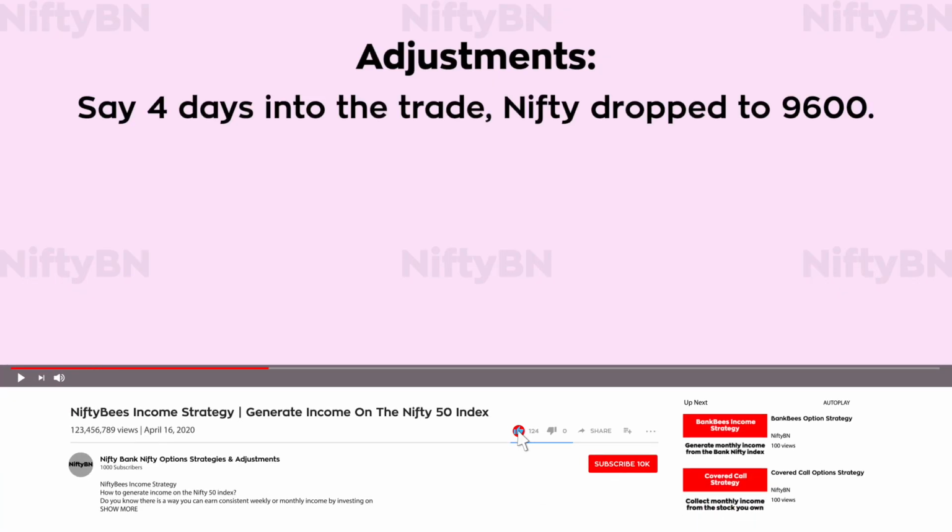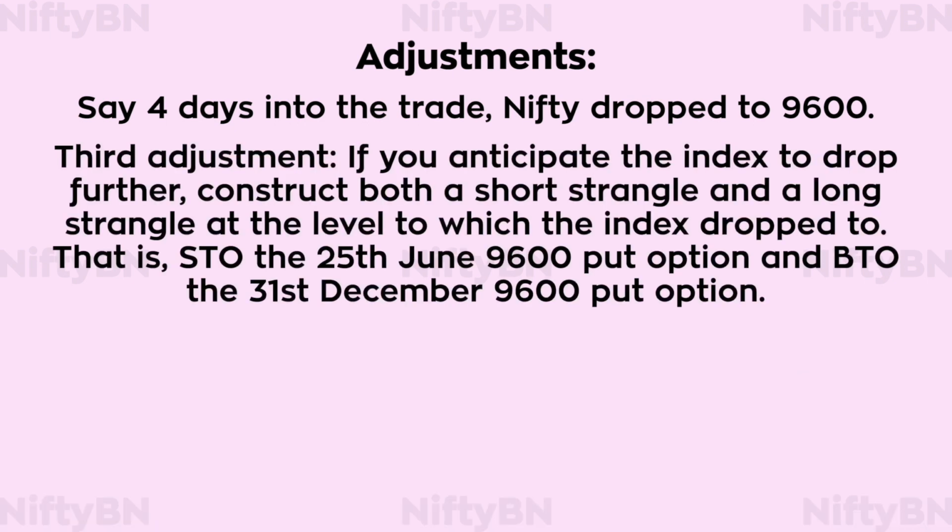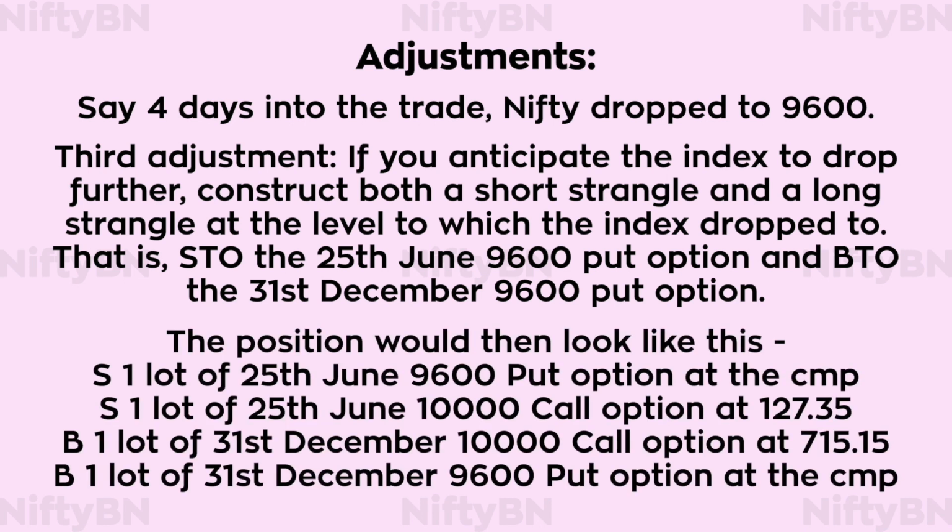Say 4 days into the trade, Nifty dropped to 9600. Third adjustment. If you anticipate the index to drop further, construct both a short strangle and a long strangle at the level to which the index dropped to. That is, sell to open the 25th June 9600 put option and buy to open the 31st December 9600 put option. The position would then look like this.